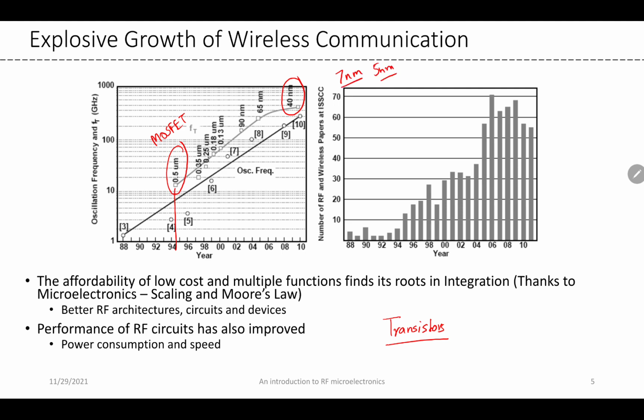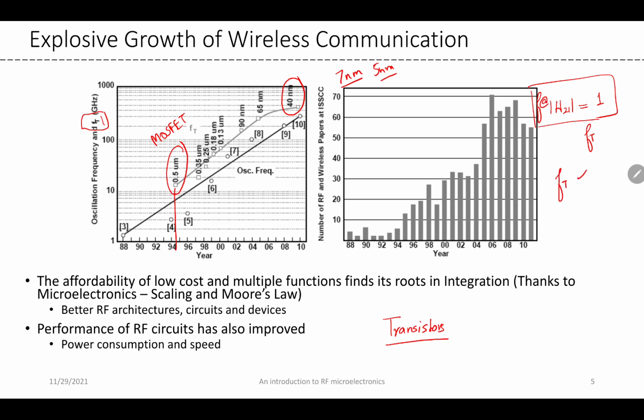So we are increasingly able to shrink our devices, and because we're able to do so, we're able to increase the frequency of operation for these devices. So FT is the unity gain frequency, and it is the frequency at which the gain of the transistor, or the mod of its H21, becomes unity. So this is basically the frequency at which mod of H21 becomes 1. So that is your Ft.